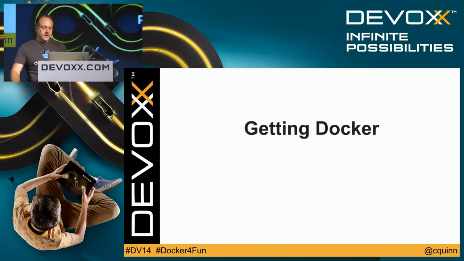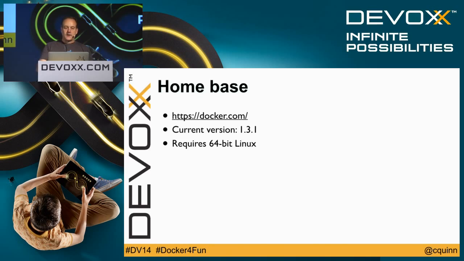So the first thing we'll talk about is how to get Docker. If you want to play with Docker, you've got to go get it. So docker.com, that's really obvious. That's the place to go find out all about it. They have a ton of information there. Their website's always been good, but it's continually getting better. The current version is Docker 1.3.1.